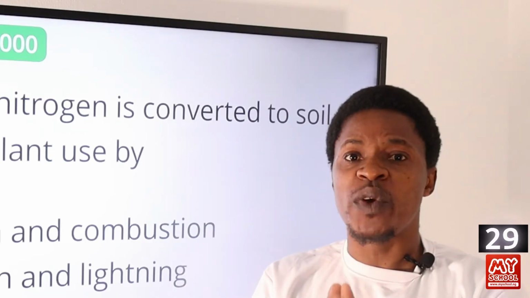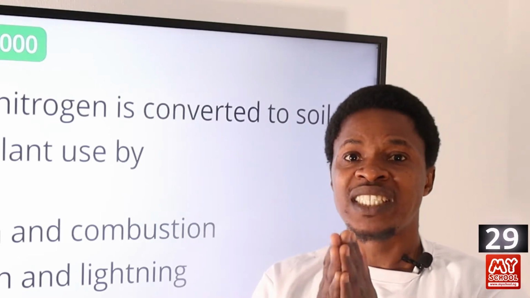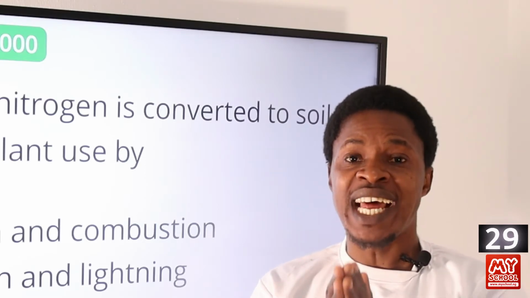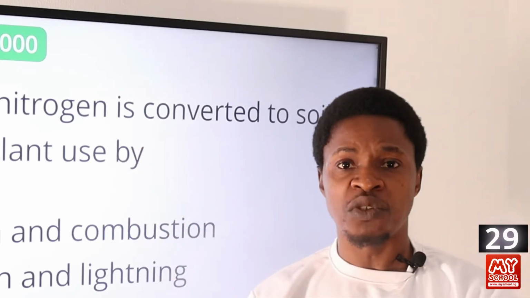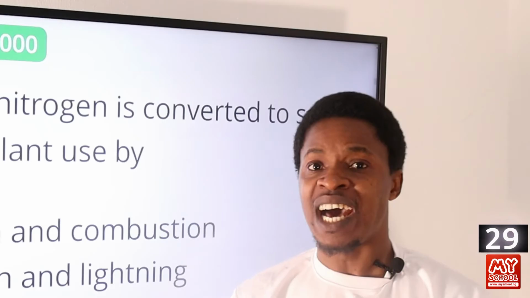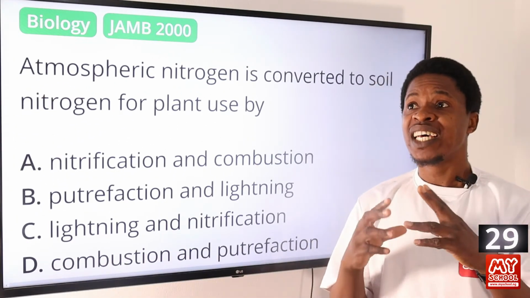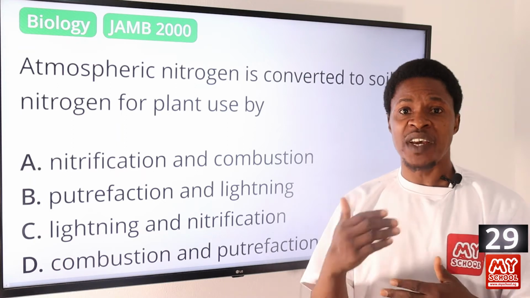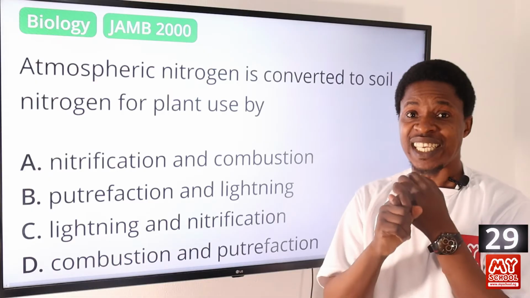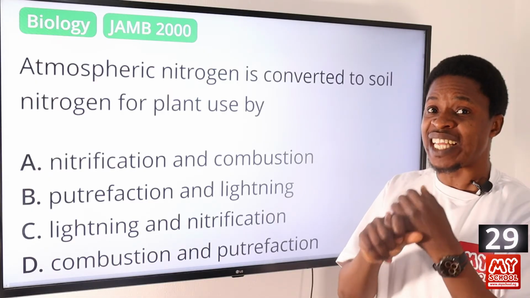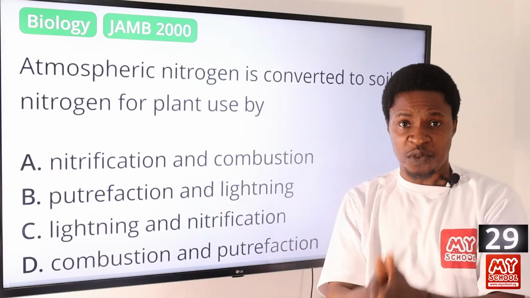And the process through which that is possible is what we call nitrogen fixation. Nitrogen fixation is a process that converts nitrogen in the atmosphere into the forms where plants can now use them. And during nitrogen fixation, several events happen. There are events that bring about nitrogen fixation. We talk about lightning. Lightning is one of the processes that are involved in conversion of nitrogen to forms which plants can use.